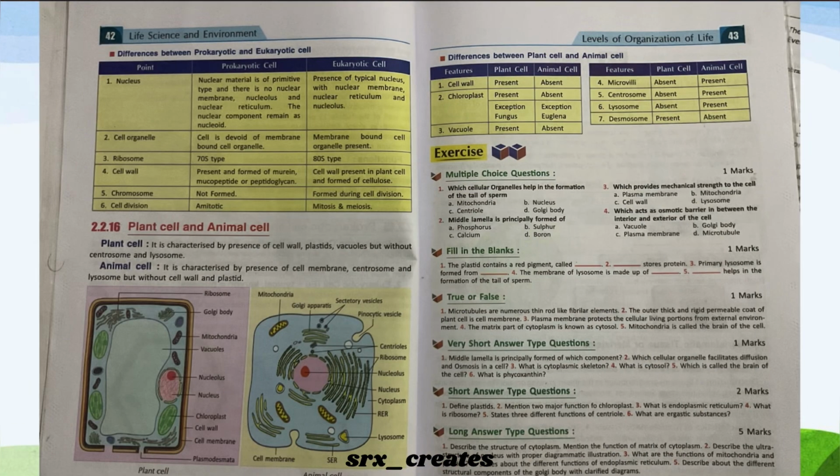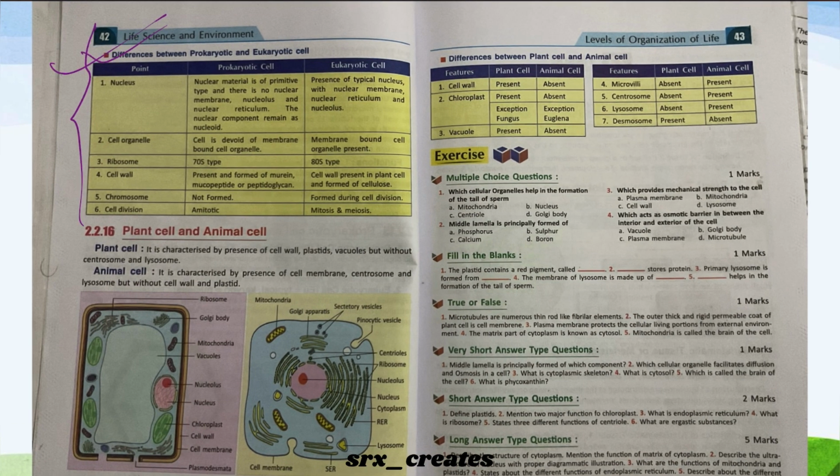Okay, now very important, learn. The cell is devoid of membrane-bound cell organelles. Membrane-bound cell organelles are not found in the prokaryotic cell but are present in eukaryotic cells. 70S type in prokaryotic, 80S type in eukaryotic. 80 doesn't mean 40 plus 40. The cell wall is formed of murein, mucopeptide and peptidoglycan in prokaryotic cells, and of cellulose in eukaryotic cells. Chromosomes are not formed in prokaryotic cells but are formed during cell division in eukaryotic cells. Cell division is amitotic in prokaryotic cells, but mitosis and meiosis are the two types of cell division seen in eukaryotic cells.